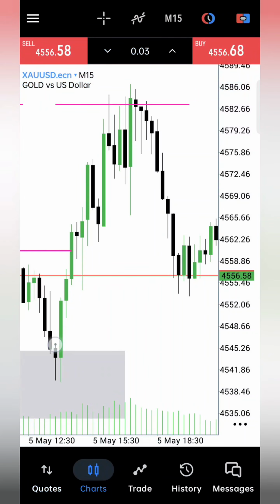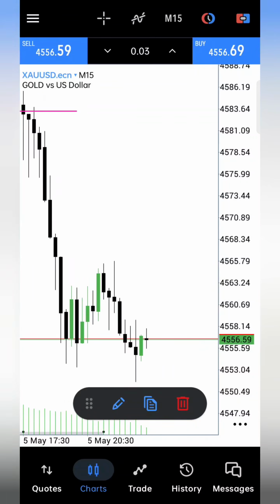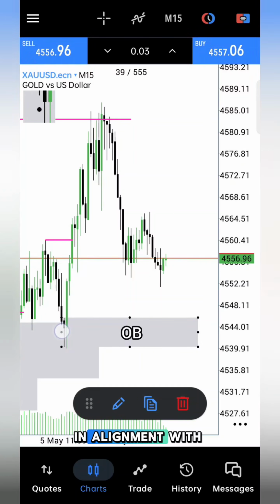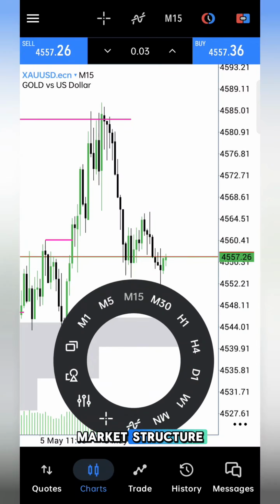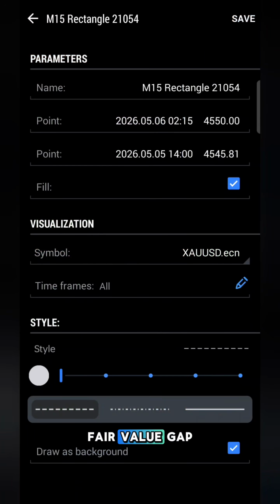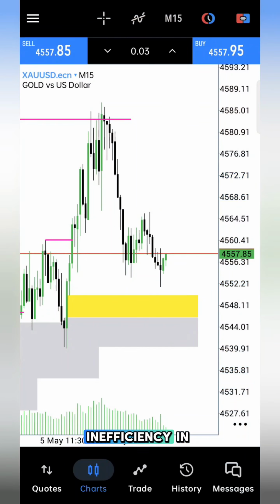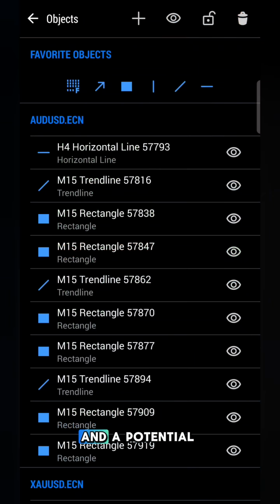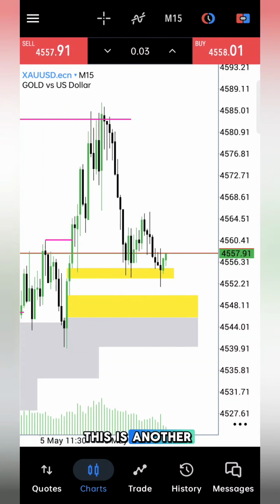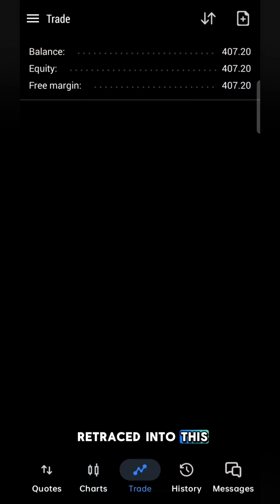This now defines our current order block zone, acting as a key area of interest for potential entries in alignment with the ongoing market structure. This area represents a clear imbalance, fair value gap, highlighting an inefficiency in price delivery and a potential zone where the market may react. This is another imbalance, fair value gap. Price has already retraced into this area and filled the imbalance.